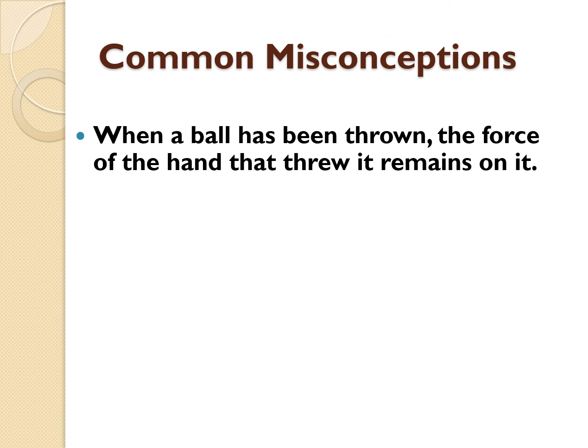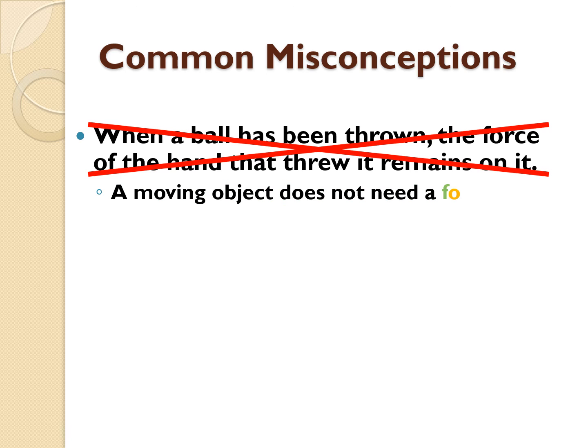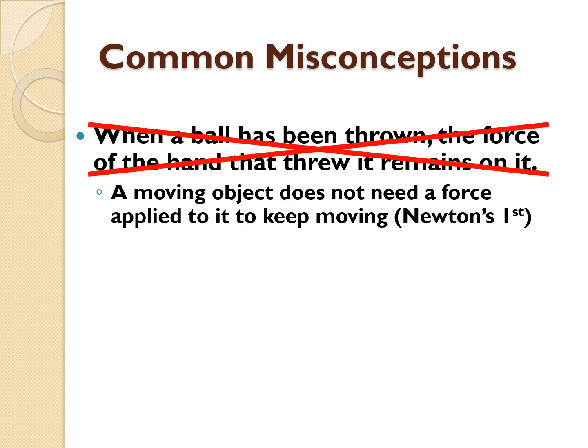So, some misconceptions to deal with as we go through this class. The first one is that when a ball is being thrown, the force of the hand throwing the ball remains on it the entire time while it's moving. This is a misconception because the hand being applied to the tennis ball, whatever it is, is a contact force. So when it's not in contact anymore, that force is not being applied. That refers to Newton's first law: an object will continue moving with no force being applied. So you don't need a force in order for it to continue moving at a constant velocity.